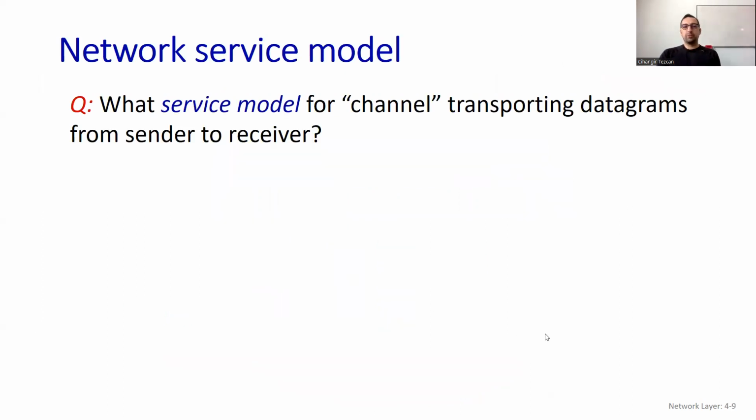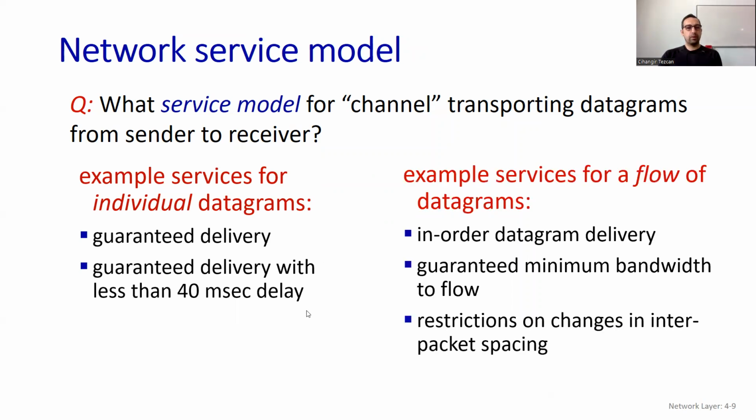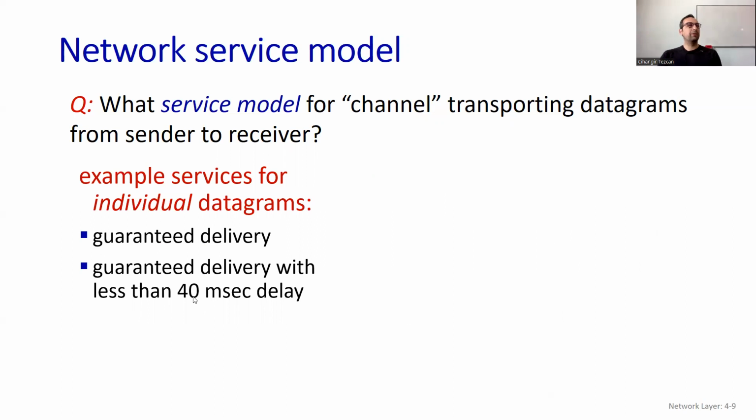So the question is, what service model for the channel transporting datagrams from sender to receiver? Example services for individual datagrams: guaranteed delivery with less than 40 millisecond delay. In order to do that, you have to transport data at the router at the hardware level. This is what I was trying to tell you. So deciding which port to use should be really fast.